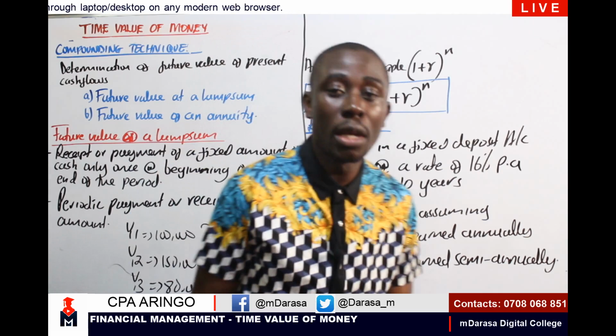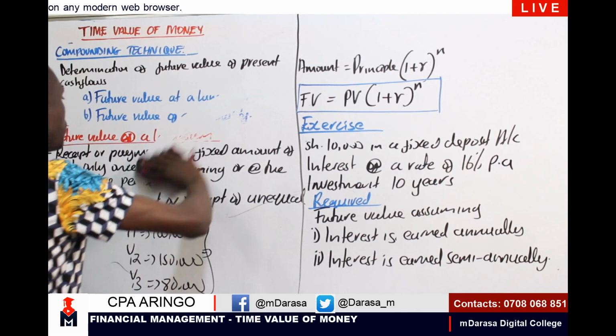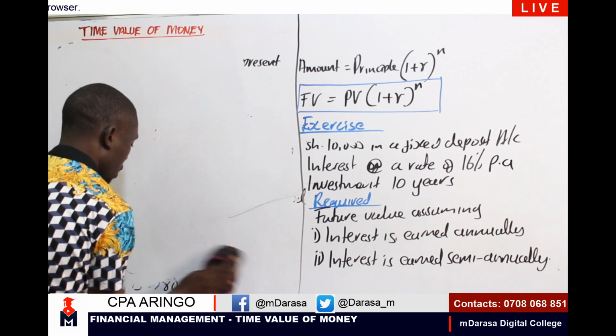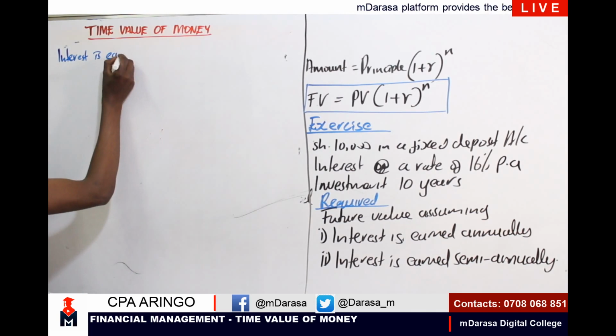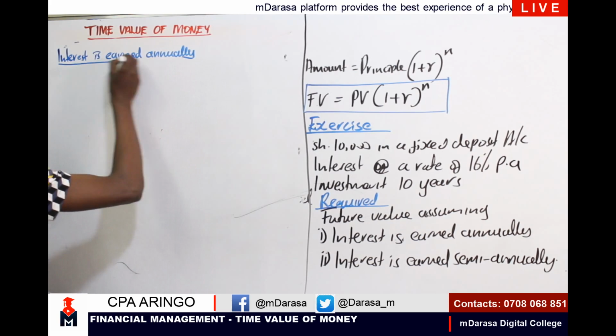So given such a question, where are you going to start from? First of all, my good students, you should smile. Why should you smile? Because at this point you have everything, right? The first scenario, I want us to handle it. We are assuming that interest is earned annually. How will you go about it?